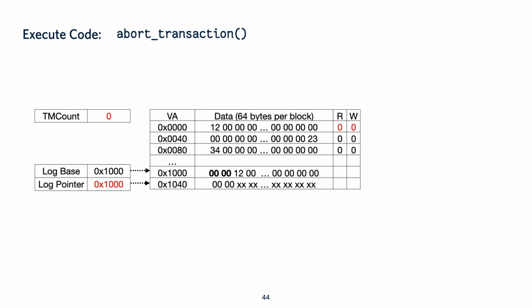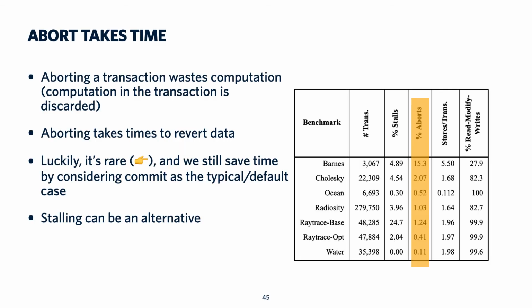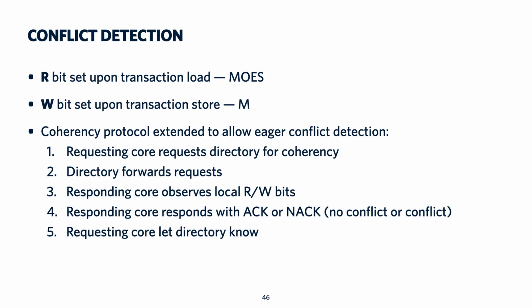And then, again, decrement and reset the pointers. So abort takes time, right? Because we have to traverse the log. But luckily it's rare because, as they show in their experiments, the log is actually a very small fraction of the execution. So let's assume commit as the default case and let's optimize for that. So that's what they said.